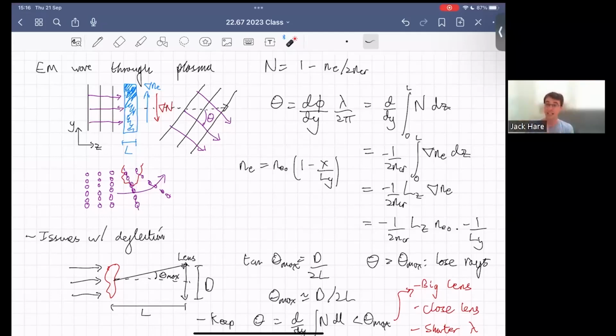And so if you're doing some electromagnetic probing of your plasma, one of the first things you should probably do is check whether the density gradients are going to make it hard to actually measure anything. Any questions on this?